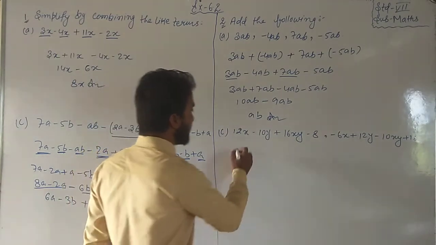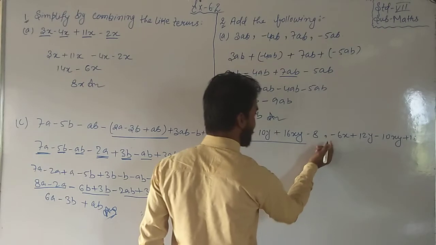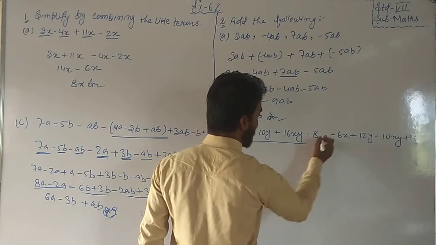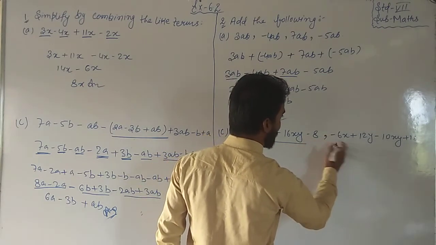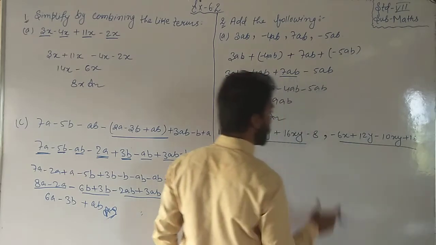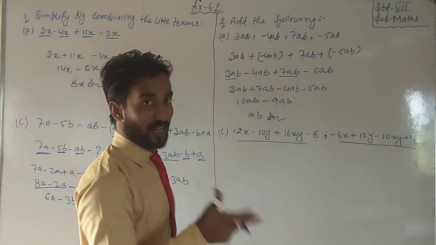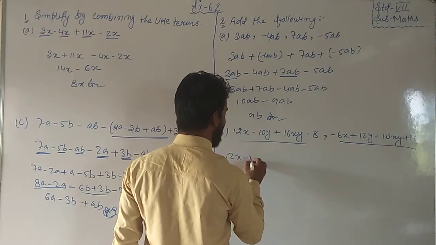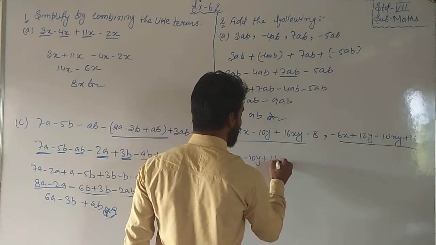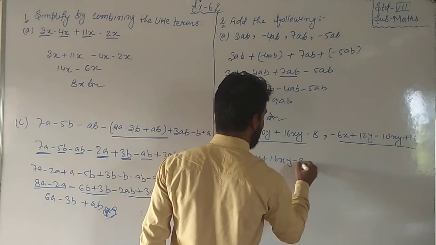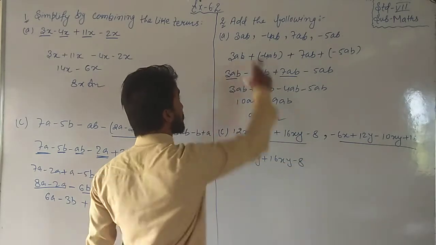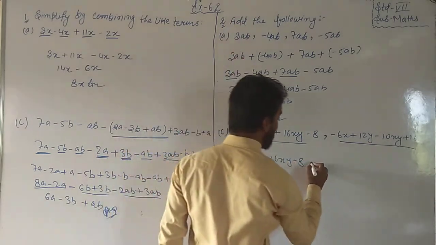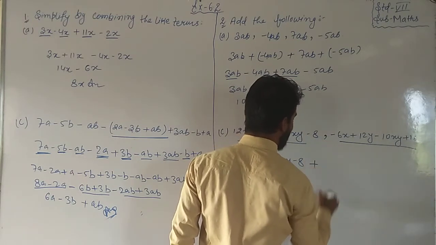We can see here are two expressions, because one expression is this, after that, separated by a comma, and the second one is this. So both expressions we have to add. How will we add? First of all, this expression is 12x minus 10y plus 16xy minus 8. Such means now the question says add. It means now at the place of the comma we will put add.